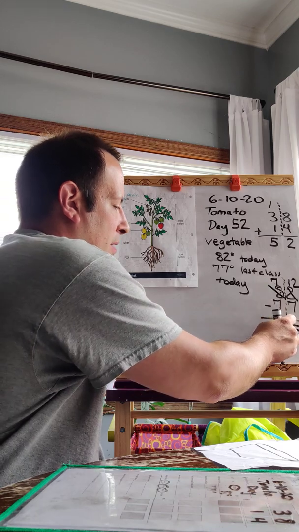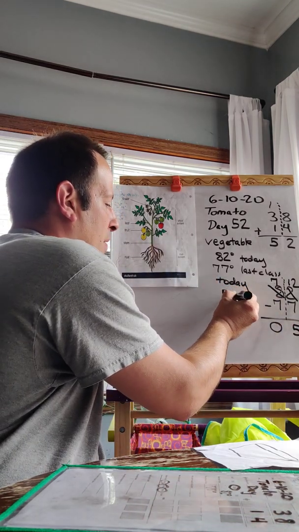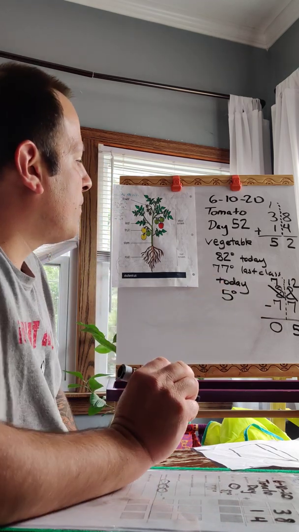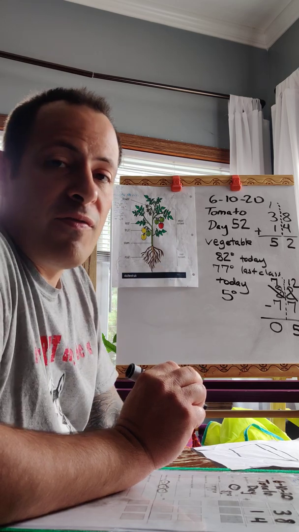I have no more columns. I'm going to erase my imaginary line. And a difference of 5 degrees. So today is 5 degrees warmer than it was last class 14 days ago.